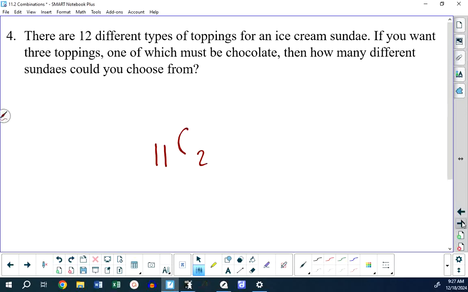If you want to be more pedantic about it, more picky about it, more exact about it, or precise, you could say that of the 1 chocolate topping, you need to choose it, and of the 11 remaining toppings, you need to choose 2. Somebody have what 11 choose 2 is? 75? 55.